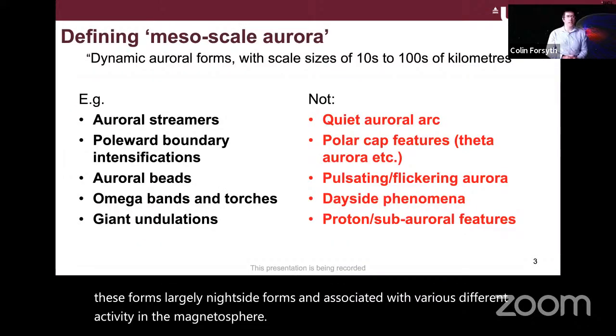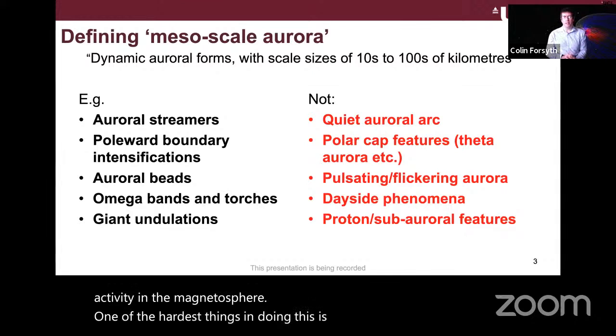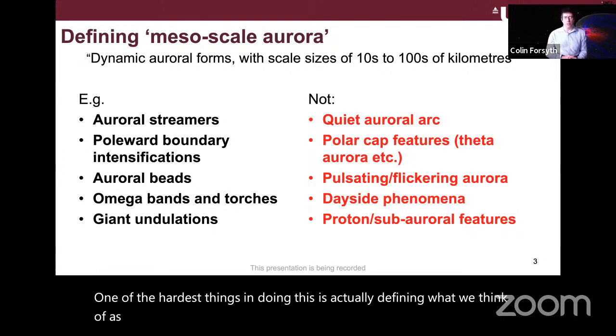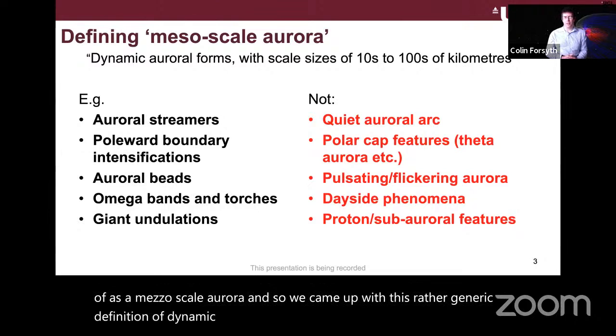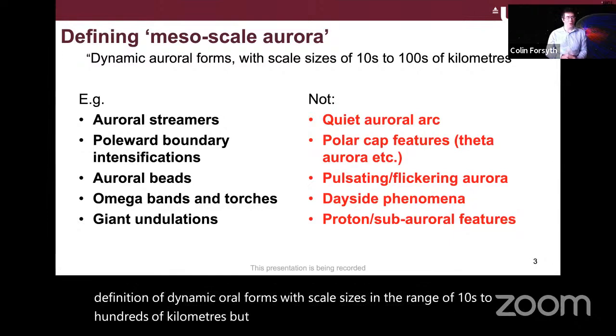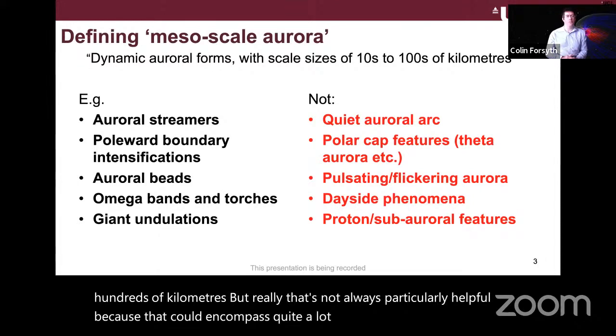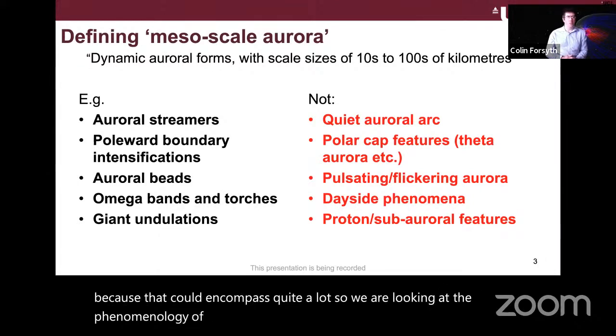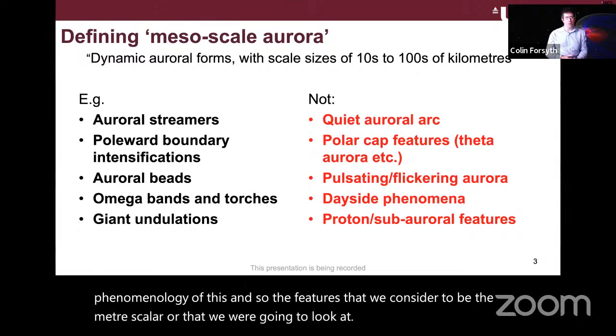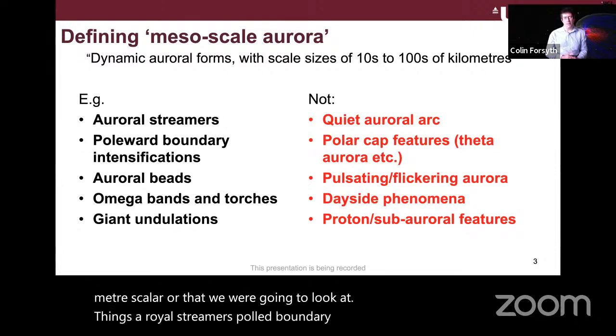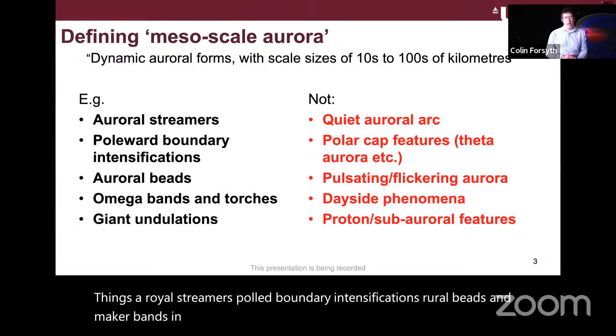Now, one of the hardest things in doing this is actually defining what we think of as a mesoscale aurora. We came up with this rather generic definition of dynamic auroral forms with scale sizes in the range of tens to hundreds of kilometers. But really, that's not always particularly helpful, because that could encompass quite a lot. So we are looking at the phenomenology of this. The features that we considered to be the mesoscale aurora that we were going to look at are things like auroral streamers, polar boundary intensifications, auroral beads, omega bands and torches, and then giant undulations.